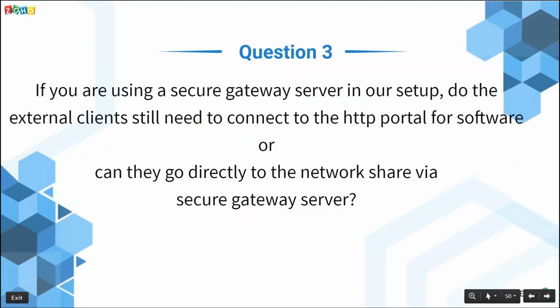If you're using a secure gateway server in our setup, do the external clients still need to connect to the HTTP portal for software, or can they directly go to the network share via secure gateway? When you have a roaming user, it is recommended to go with the HTTP or HTTPS portal, because the network share will not be accessible outside your network, and exposing the share outside the network will be vulnerable as well. So it is recommended to go with the HTTP method.